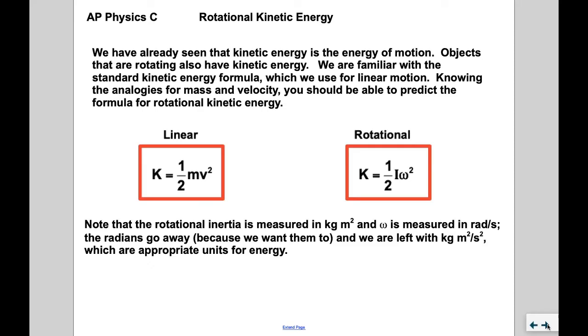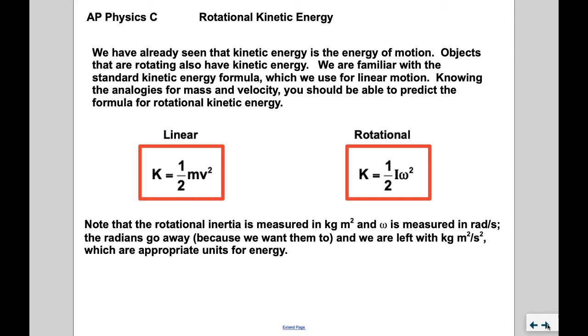So we already know that kinetic energy is the energy of motion. Objects that are rotating also have kinetic energy. We are familiar with the standard linear kinetic energy formula, 1/2 mv squared. Knowing the rotational analogies for mass and velocity, we can see the rotational kinetic energy formula is 1/2 times I times omega squared. The rotational inertia, of course, is measured in kilogram meters squared, and omega in radians per second.